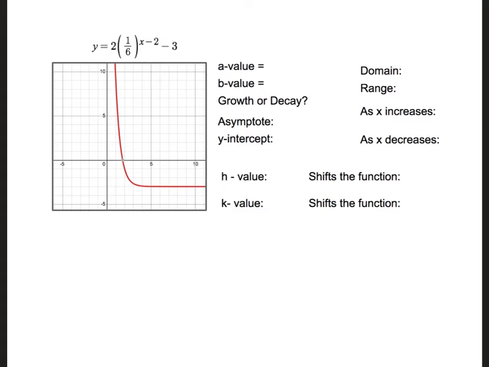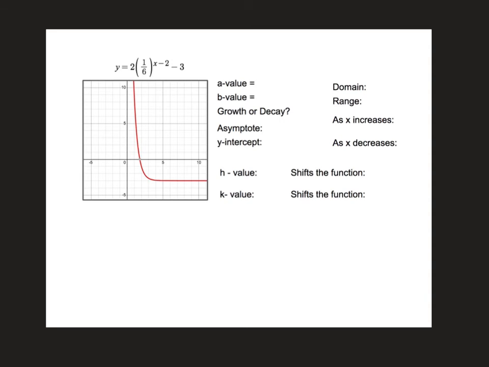Remember, technically this equation is going to be like, let's use black for this. y equals a times b to the power of x plus h plus k. So if I'm looking for my a value, those are the first two numbers, so it is going to be 2. My b value is that thing in parentheses, so it's going to be 1/6.